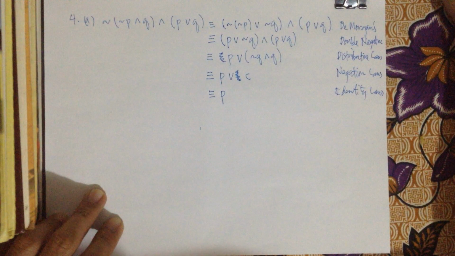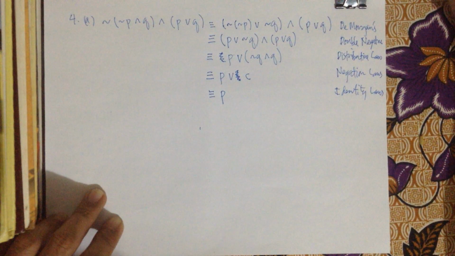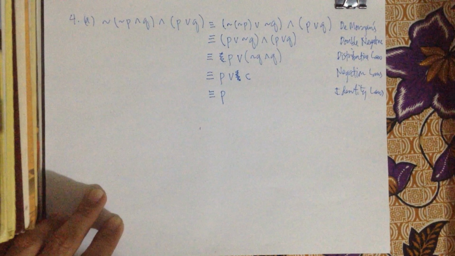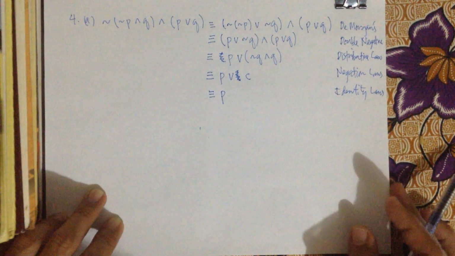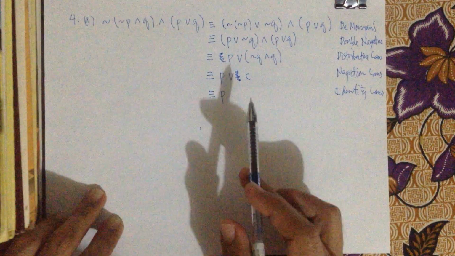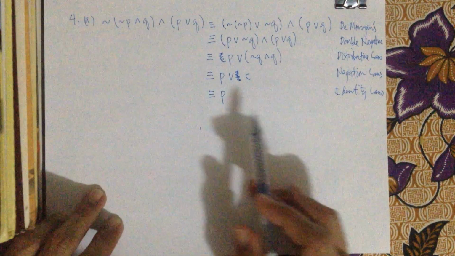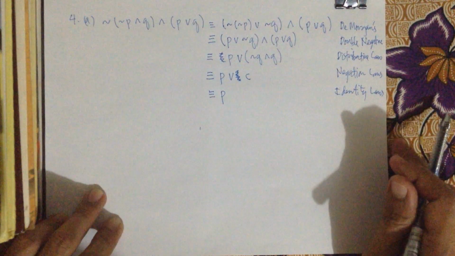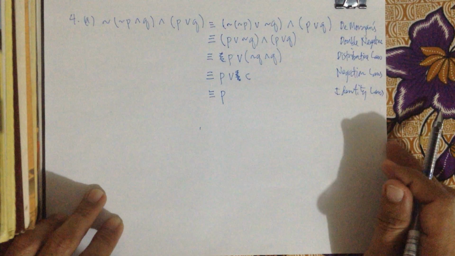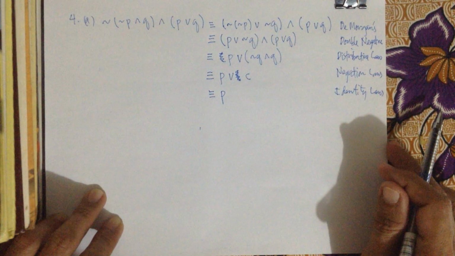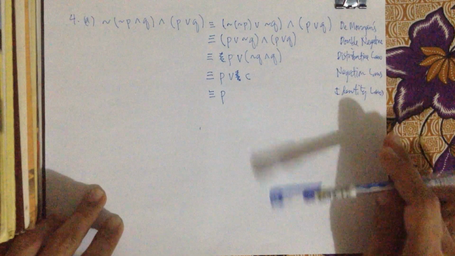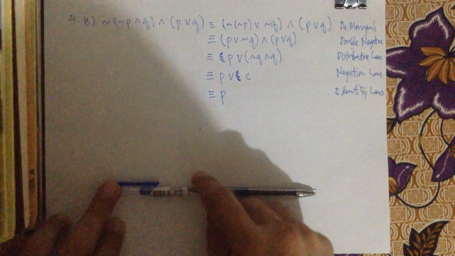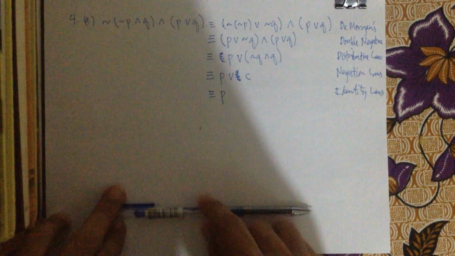And I actually find this easier to use than using the truth table, because the truth table requires a lot of time. Although this method requires using a lot of thinking also, but if you get used to it, then you'll find that it's easier to use. So I think we'll end here, and thank you.